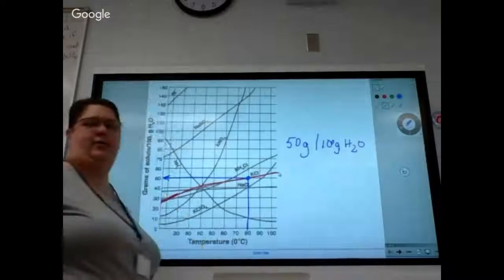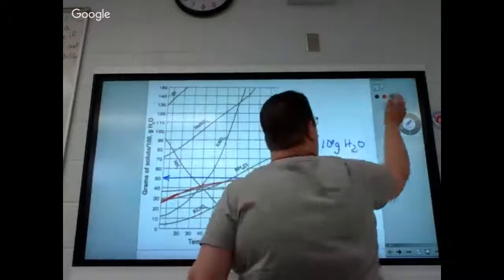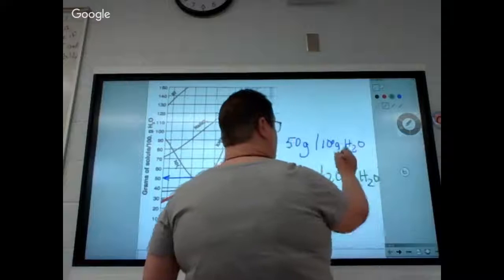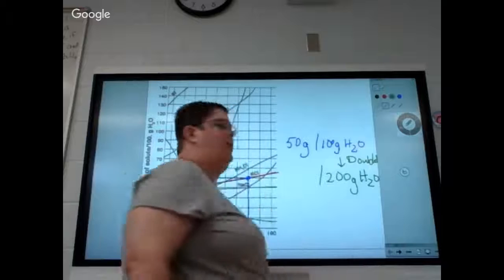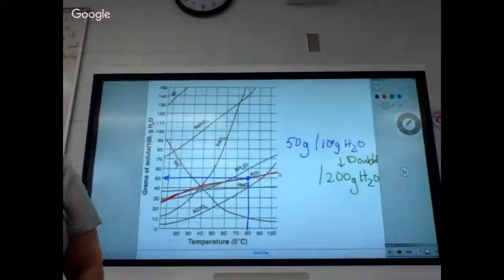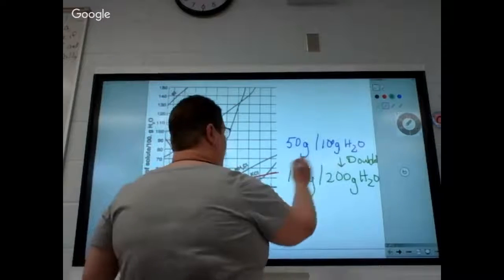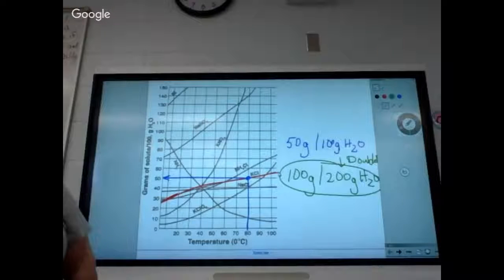Now, the question is, as Jackie so eloquently pointed out, it's got 200 grams of water up there. So what did we talk about when we went over the homework if the question says per 200 grams of water? It's doubled, right? So what does that mean we would multiply by in math class? 2. So it's 50 times 2. So the answer is 100 grams per 200 grams of water. Does that help?